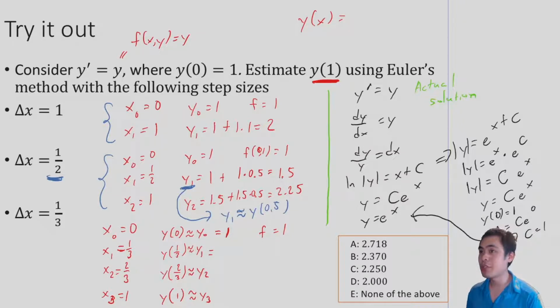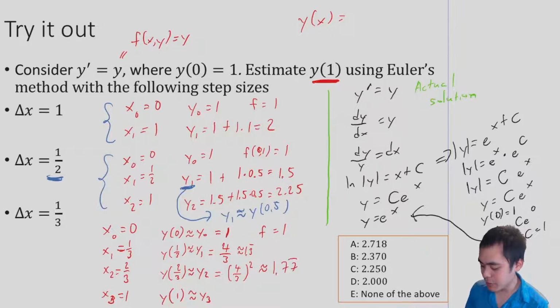Let me go ahead and get you started. y1 is equal to 1 plus 1 times 1/3, so that's equal to 4/3, which is approximately 1.3 repeating. And here, it turns out that y2 is equal to 4/3 squared, which is approximately 1.7 repeating, and y3 is approximately equal to 4/3 cubed, which is approximately 2.370 repeating. And so the answer here is B.